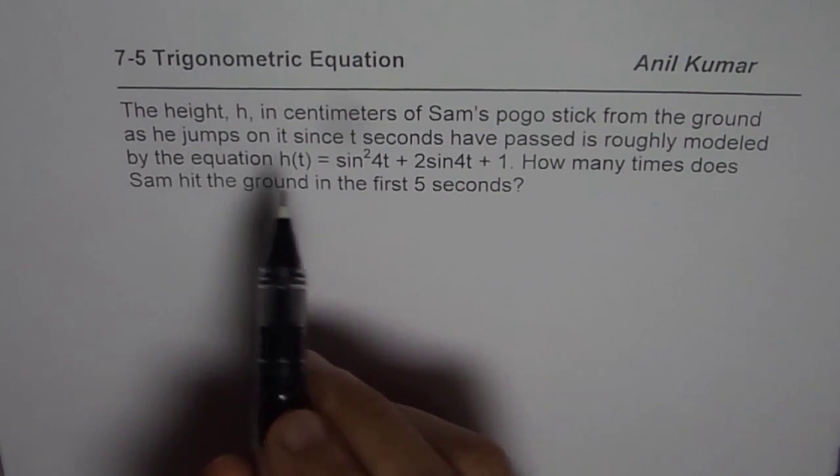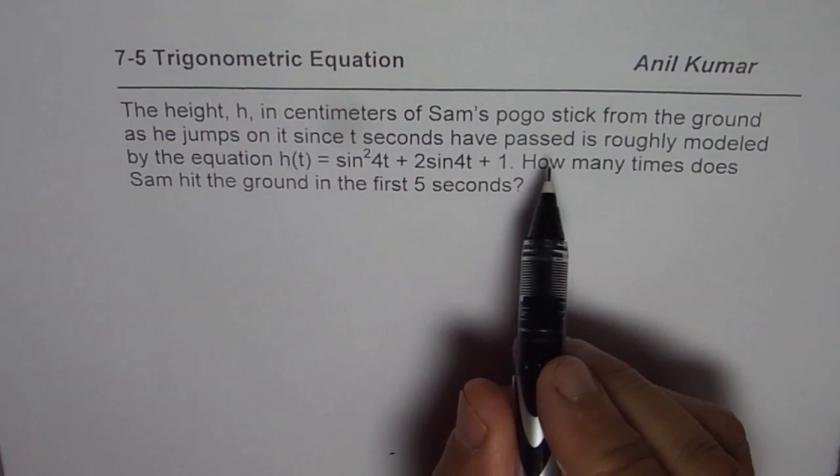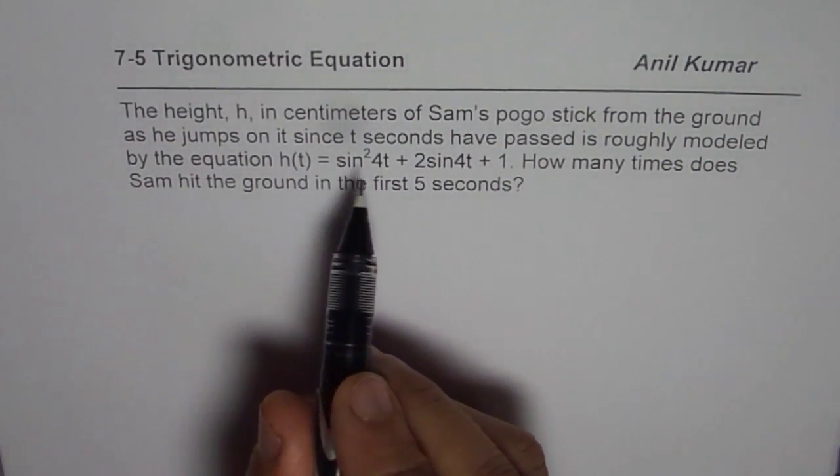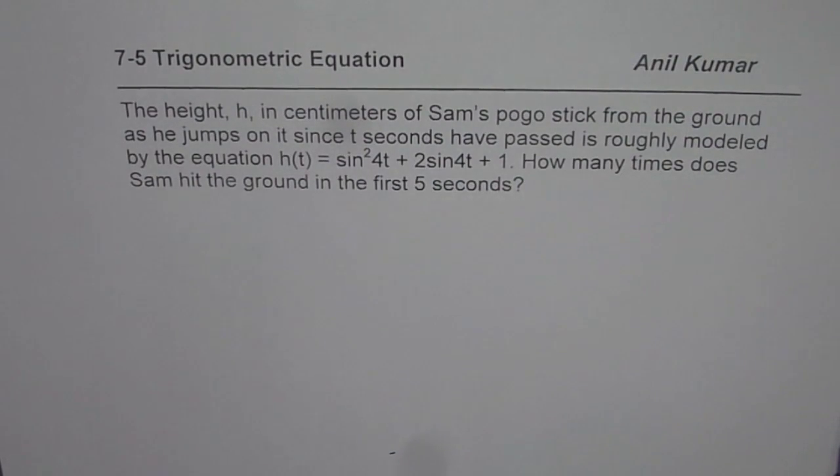The height h in centimeters of Sam's pogo stick from the ground as he jumps on it, t seconds after it is passed, is roughly modeled by the equation h(t) = sin²(4t) + 2 sin(4t) + 1. How many times does Sam hit the ground in the first 5 seconds?